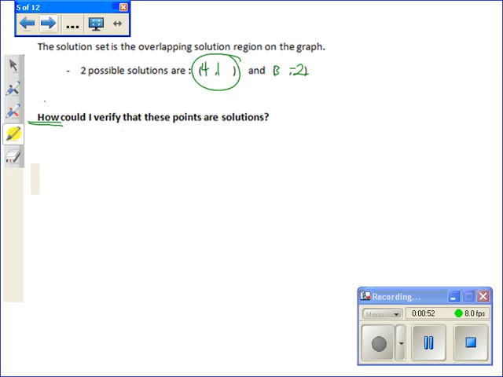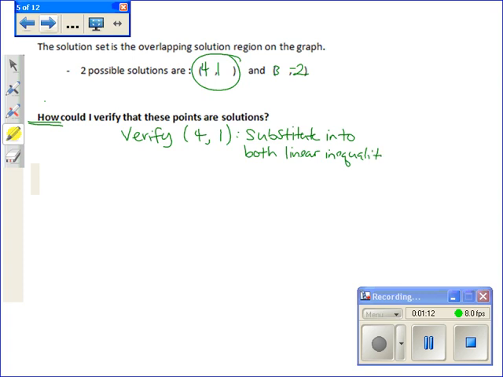So what I'm going to do is I'm going to verify. Let's verify the point 4, 1. So I'm going to substitute this point into both linear inequalities. So we can go back to our linear inequalities that we had there. Okay, here's our first one that we had, y is greater than -3/2x minus 3. Okay, the other linear inequality I had is y is less than or equal to 3.